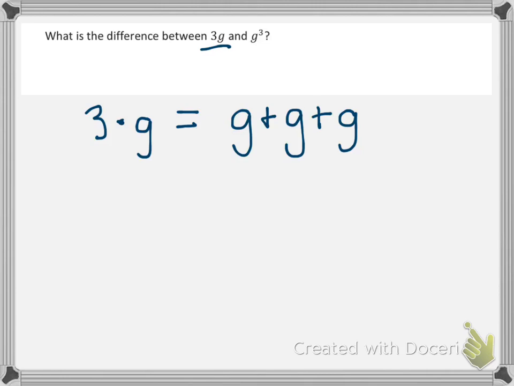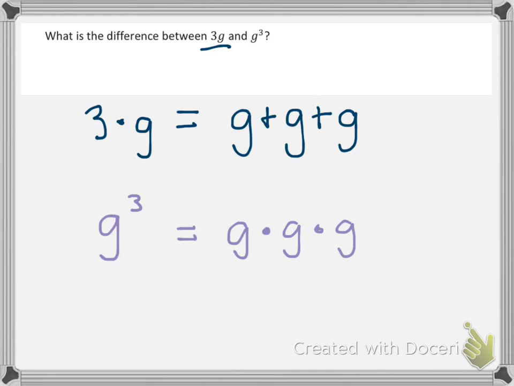All right, g to the third power, as we just learned, is repeated multiplication. So the number that is being repeatedly multiplied is the base, and the exponent tells us how many of those bases are being multiplied together. So g to the third power is g times g times g. Okay, big difference here. Repeated multiplication and repeated addition.